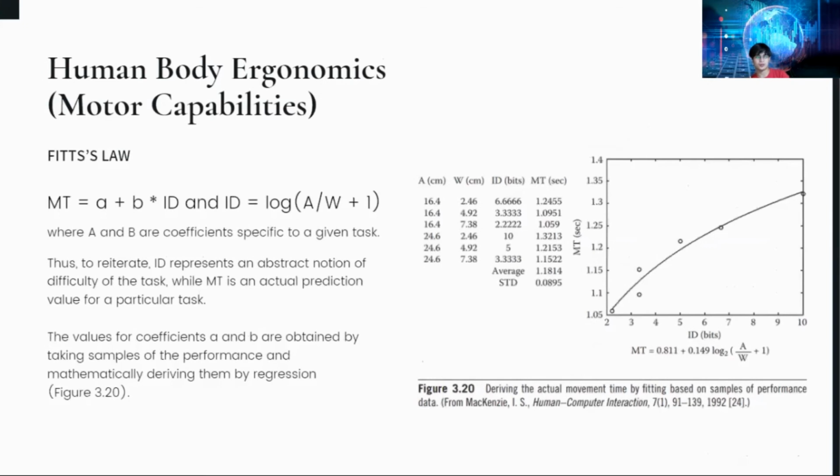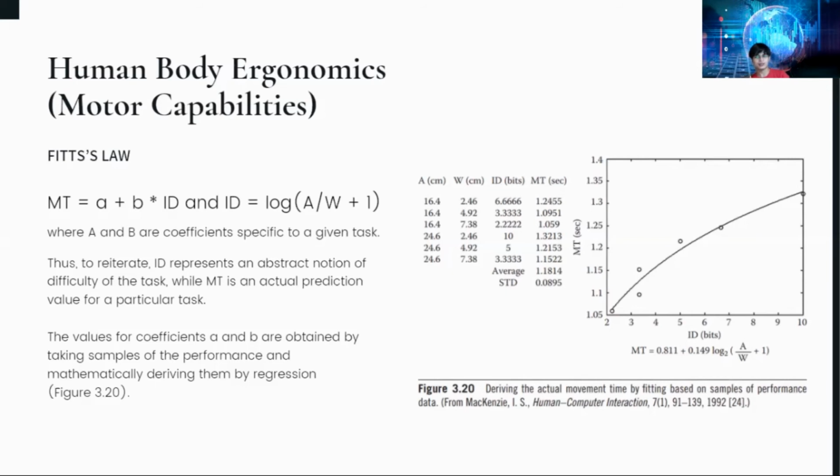Okay, so here's the formula. MT is equal to a plus b multiplied by ID, and ID equals the log. So don't worry guys, there will be no calculation. We're just gonna get the basic principle of Fitts' law. Okay, so this is a formula where a and b are coefficients specific to a given task. Thus, to reiterate, ID, index of difficulty, represents an abstract notion of difficulty of the task, while MT is an actual prediction value of a particular task.